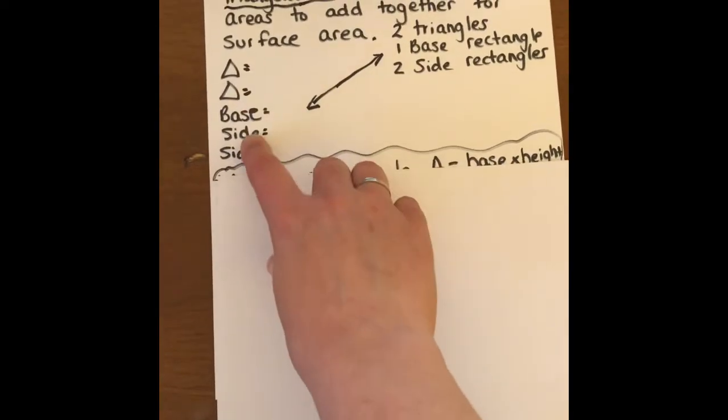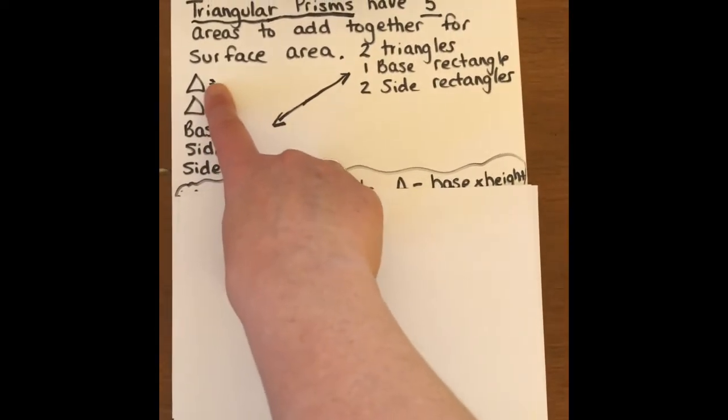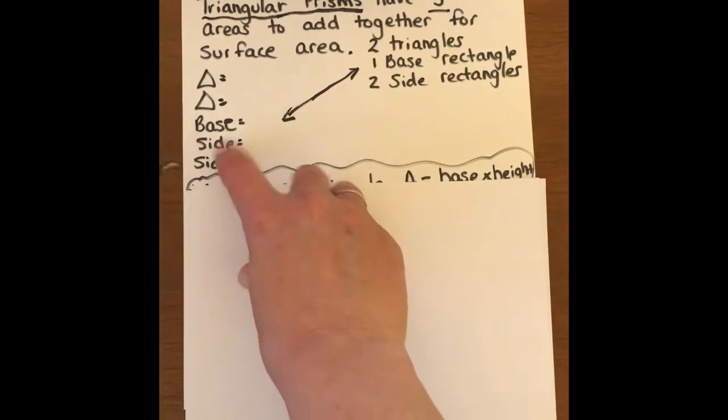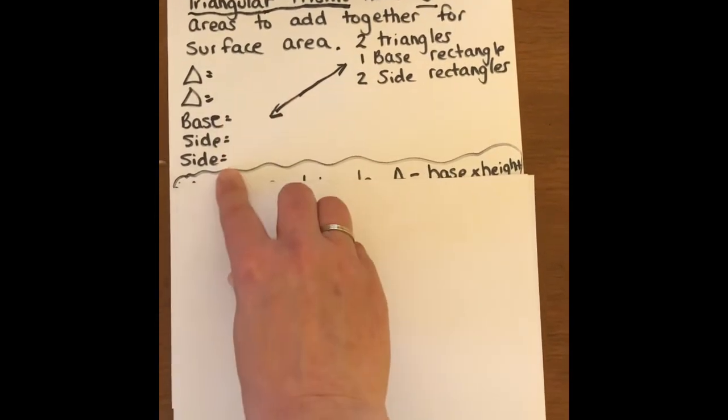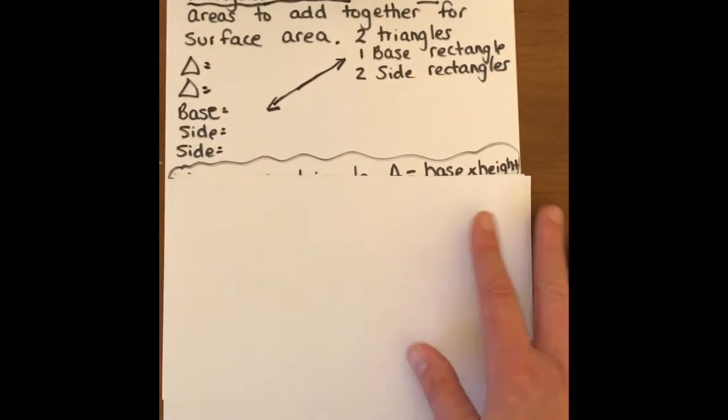Okay, and that's pretty much what it says. This is what I write down when I'm doing the problem. I'll write this on my paper and then fill in the dimensions that I need to find those areas. That way I'm making sure that I have all of my sides.